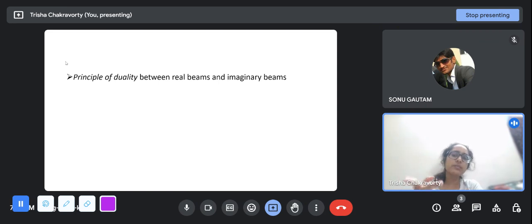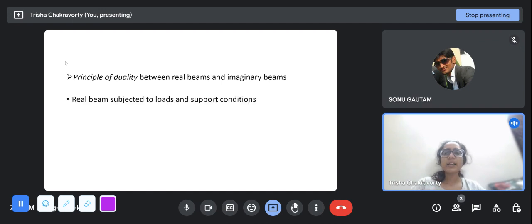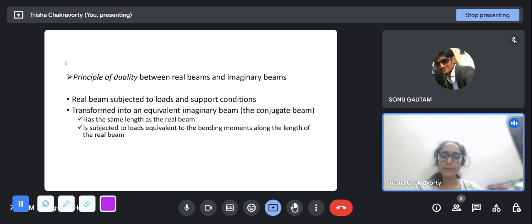The principle of duality is that if you convert a real beam into an imaginary beam, and then consider that imaginary beam as the real one and convert it into its imaginary, you will get back the real beam. So they are dual. This is the principle of duality. The real beam is subjected to loads and support conditions that we are given already, and it is transformed into an equivalent imaginary beam called the conjugate beam.